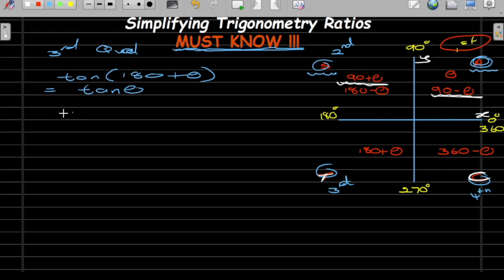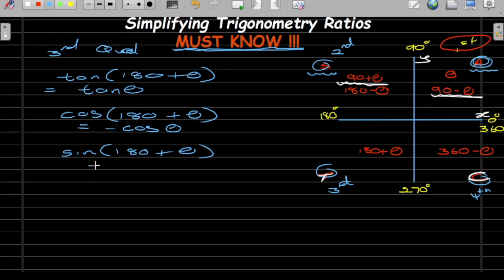And if you were given cos 180 plus theta, then what would it be? You've guessed it correctly. It will be minus cos. So notice we don't change the cos to sine because it is not a co-function, right? So this would be negative cos theta, right? Now let us say you are given sine 180 plus theta. When you reduce it, what you get is minus sine theta, like that.